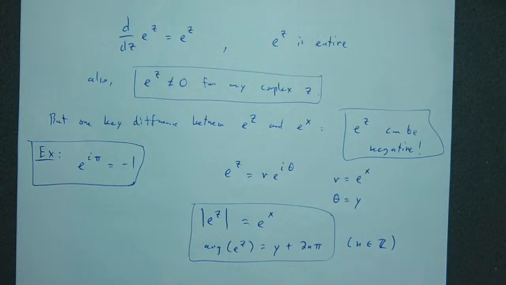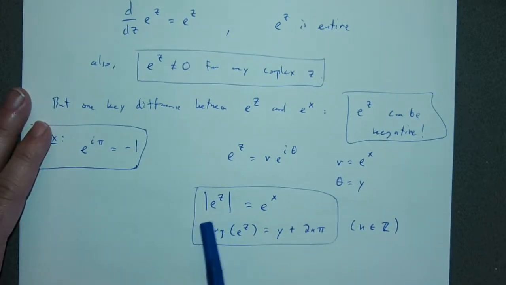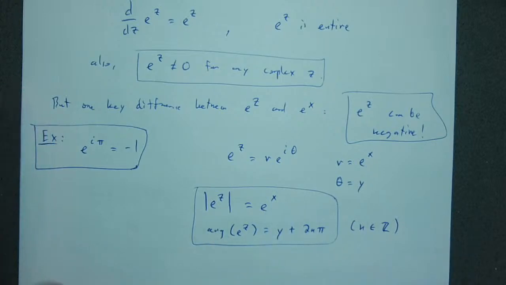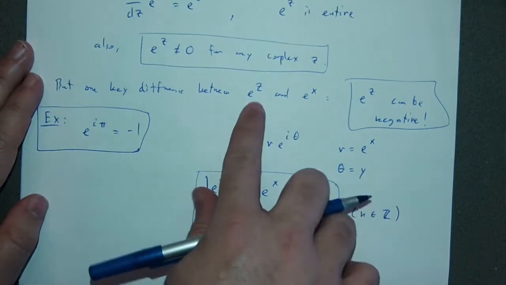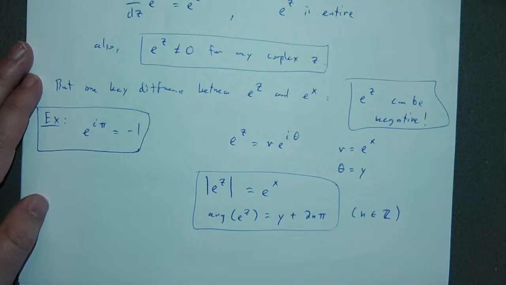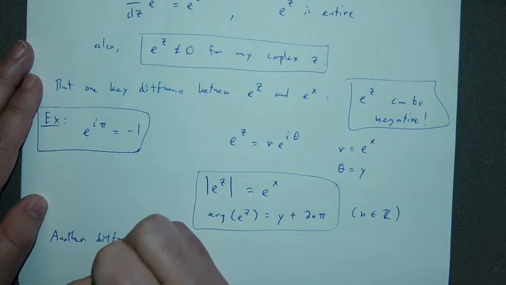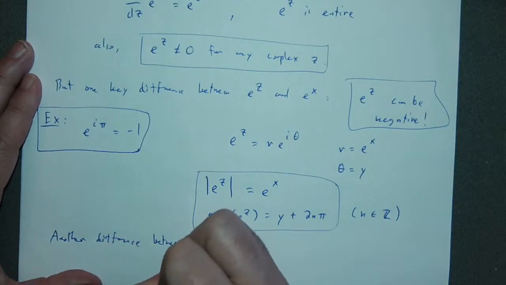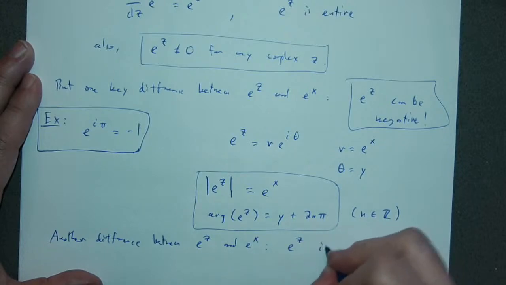Directly from that, then, is the following. First of all, the modulus of e to the z is e to the x. We know e to the x is always positive, so at least the modulus of e to the z is always positive, which of course we expect. But notice something else that is slightly different: e to the z is periodic. Another difference between e to the z and e to the x, e to the z is periodic.